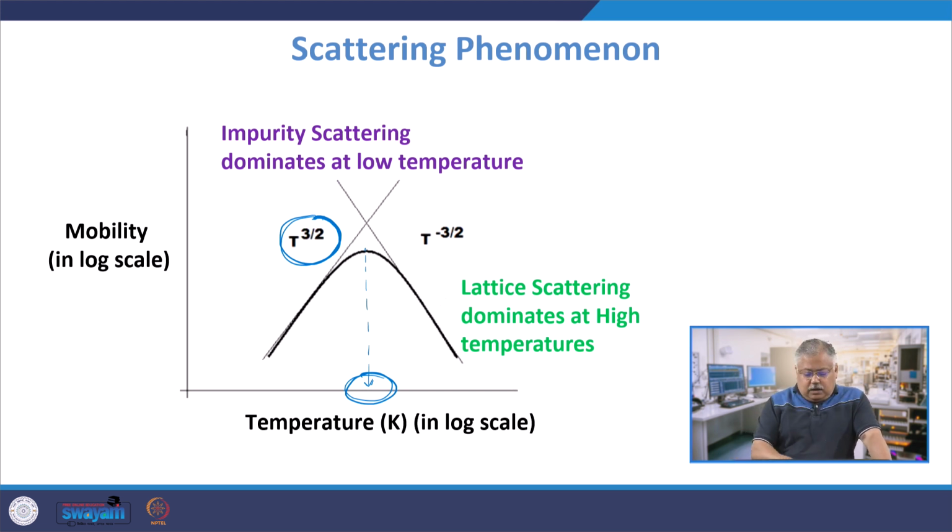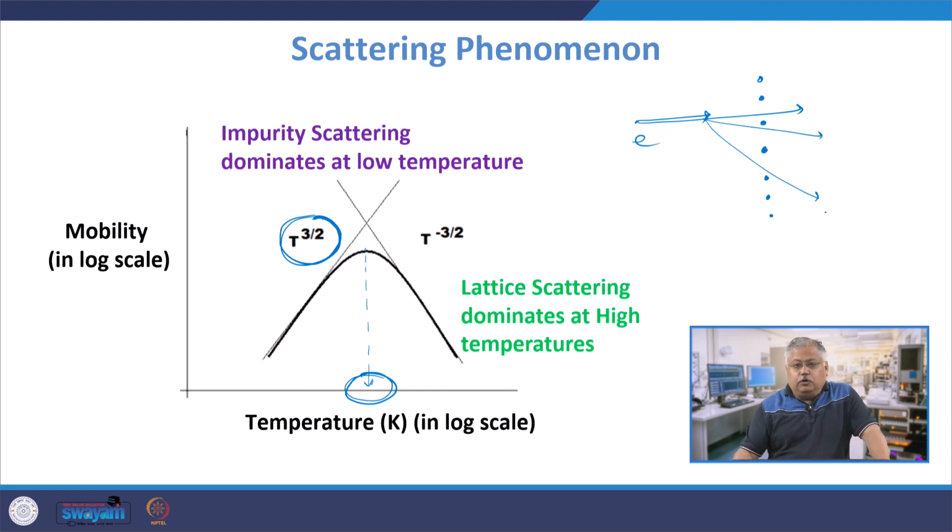Let us look at the right hand side first, that is easy to understand: lattice scattering. Say it is something like this. The electrons are moving in this direction, let us suppose, and these lattice points are available. Now, at low temperature, these lattice points will not shift about their mean position, they will remain constant. So, the electrons can easily pass, and the probability of collision with the lattice points is relatively low.